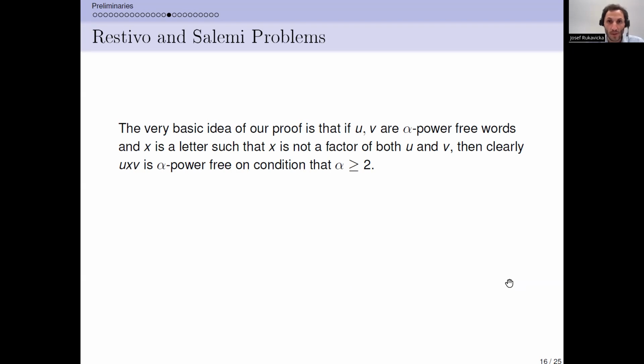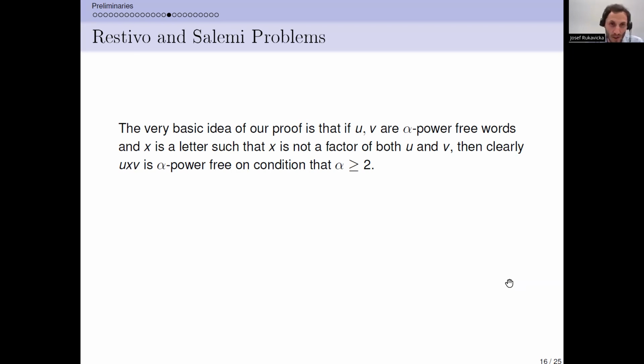It is this one. If I have two alpha power 3 words, u and v, and a letter x, such that the letter x is not a factor of the words u and v, then obviously the concatenation u x v is alpha power 3, on condition that alpha is bigger than 2.